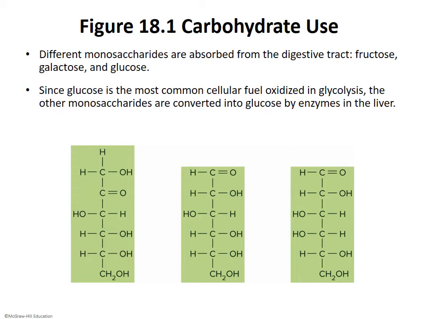Now, just understand that also in the liver, as these carbohydrates, these monosaccharides, flow through, the ones that our body wants to store, it will package as glycogen and then hold on to it in the liver for times of low blood glucose levels.